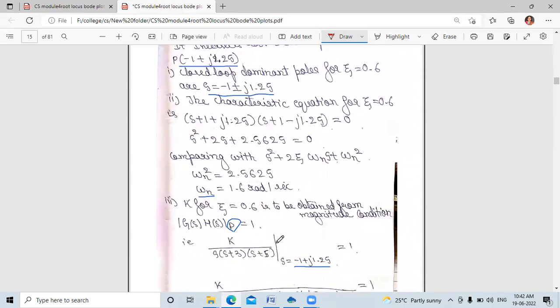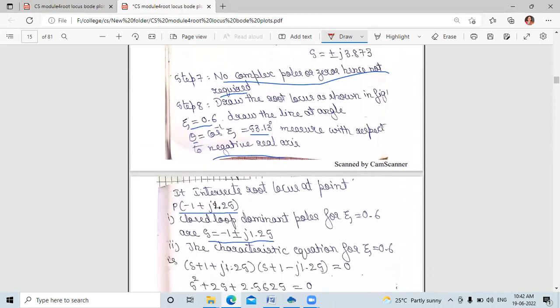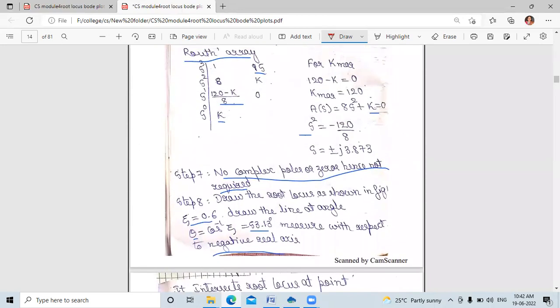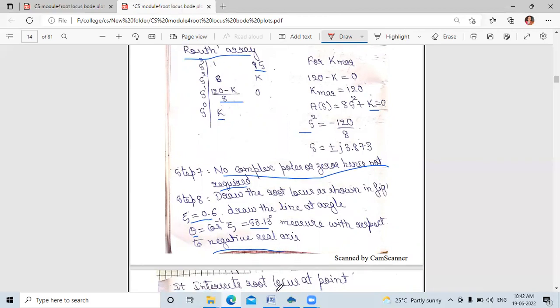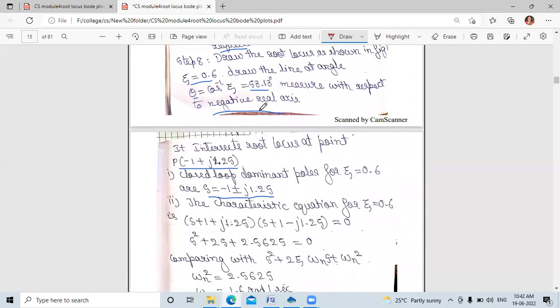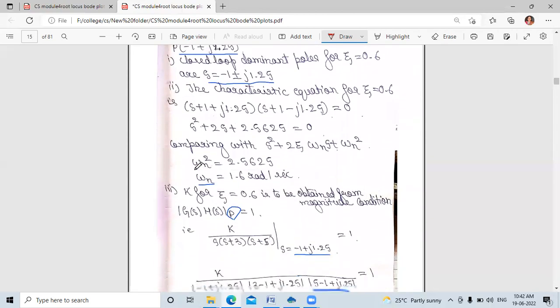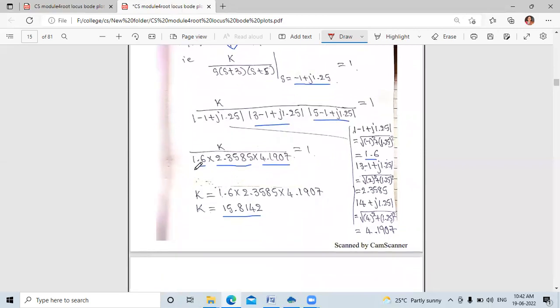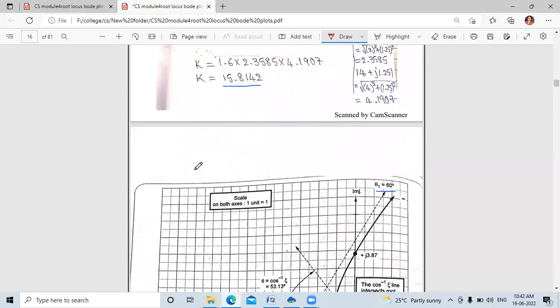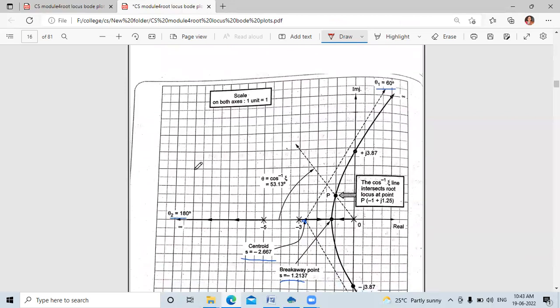So after step 6, you have found the breakaway point. If an angle of departure is there, you continue. If it is not there, you draw the root locus. Then you start with the theta angle. After marking the value of theta, you will come to know the value of p, where it intersects the root locus at point p. After drawing the overall graph, you will get to know the value of p.